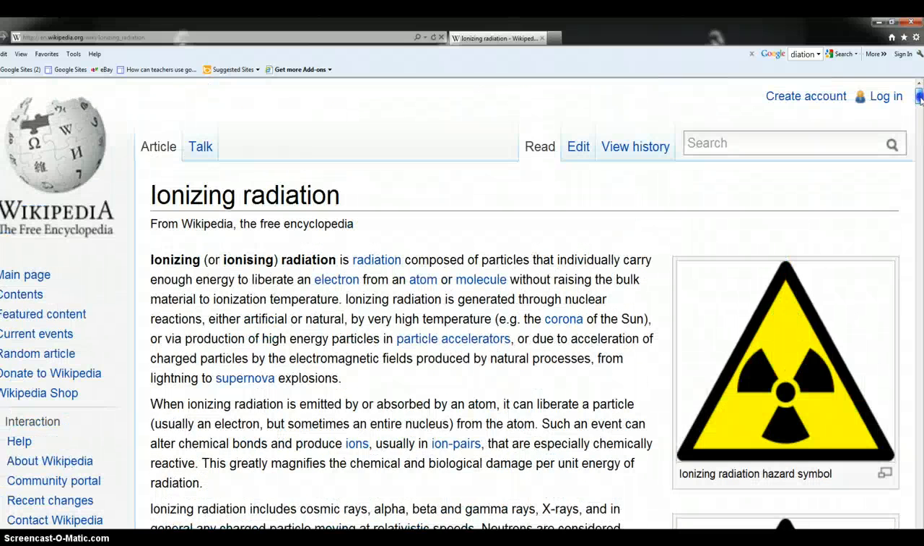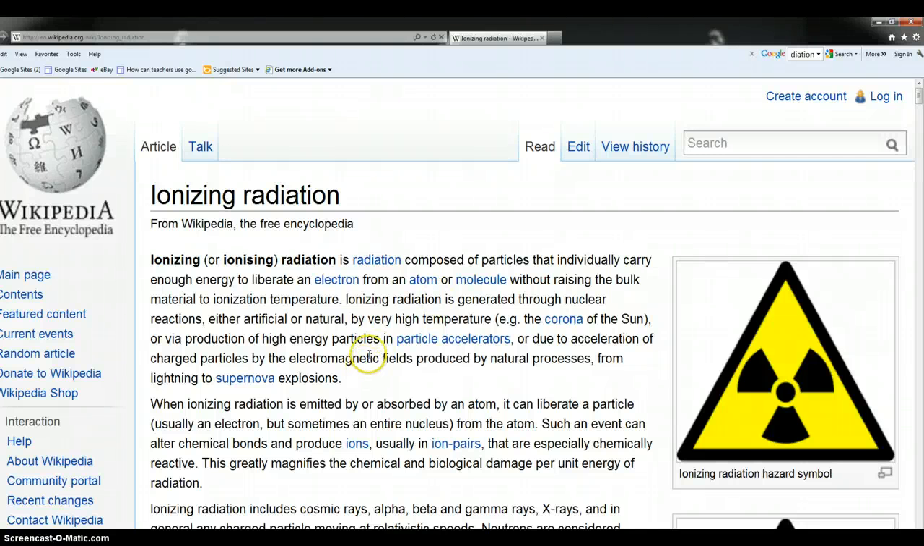Hi, I'm Mark Johnson, and today we're going to talk about ionizing radiation. Ionizing radiation is particles or energy waves that have enough energy to liberate electrons from an atom or molecule.